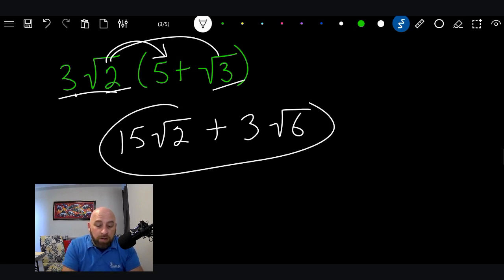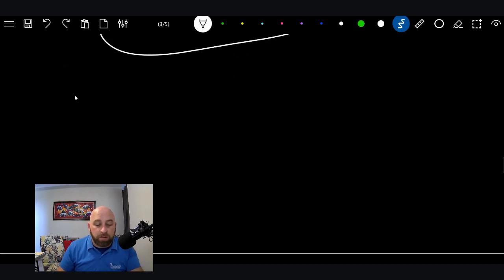How do you know we're done? Well, we can't add those together, can we? What has to be the same to add? Well, that has to be the same, and they're different. And also, we can't simplify the 6. The 6 has no perfect squares that go into it evenly, so we can't simplify it, and we are done with that one. Okay? So circle it.